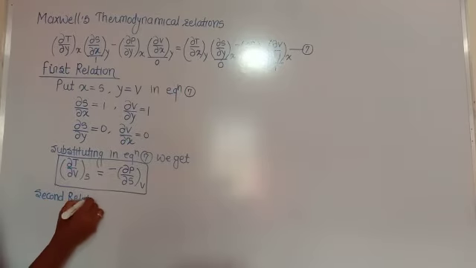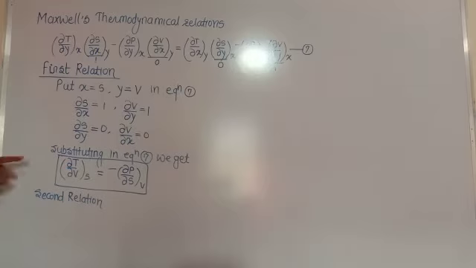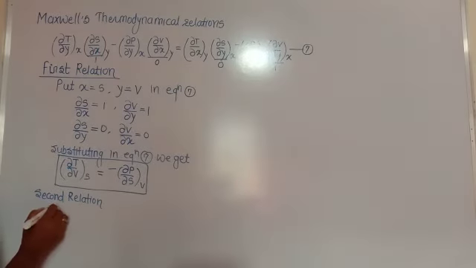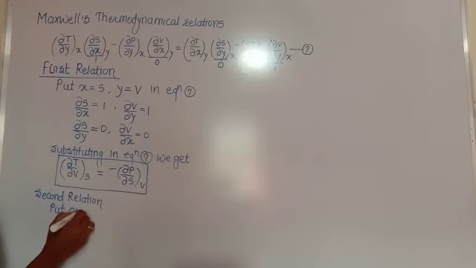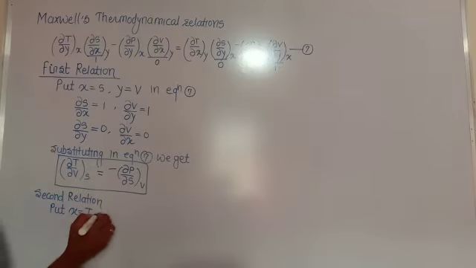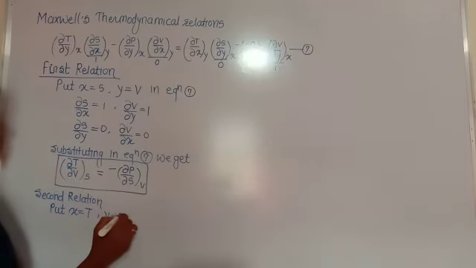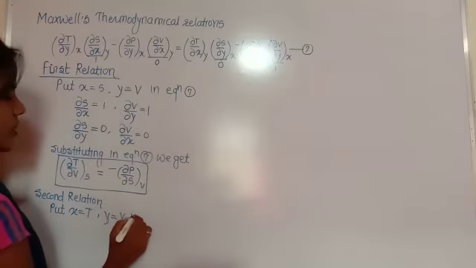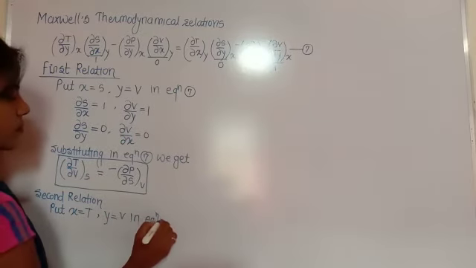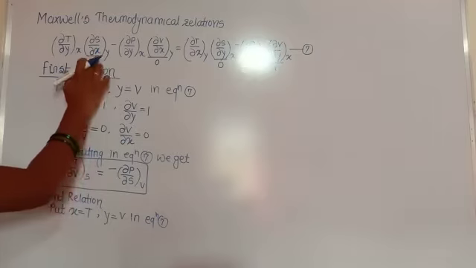Second relation. In place of this we can write directly del T by del Y firstly, and after that put the value of X and Y. For the second relation, put X is equal to T and Y is equal to V in equation 7.